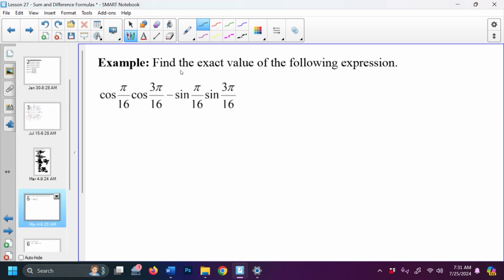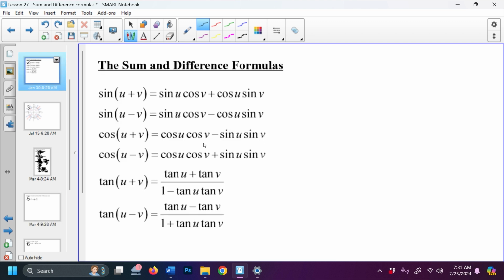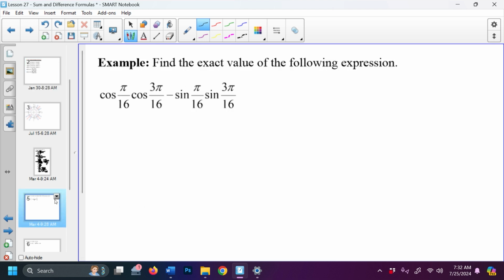All right, example, find the exact value of the following expression. The cosine of pi over 16 times the cosine of 3 pi over 16 minus the sine of pi over 16 times the sine of 3 pi over 16. Now, 3 pi over 16 is not on the unit circle. But what I see here is that cosine minus sine of the same two angle measures fits this sum or difference formula. So what I can do is take these 4 terms and simplify those down into a single term. So let's do that.